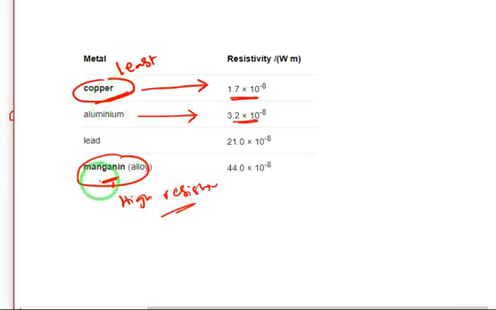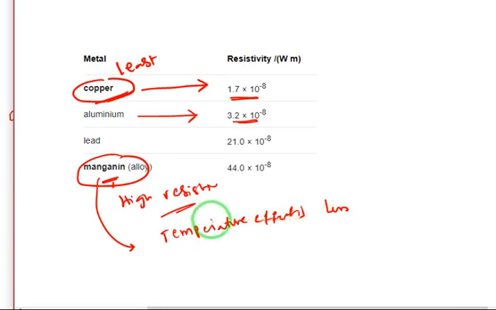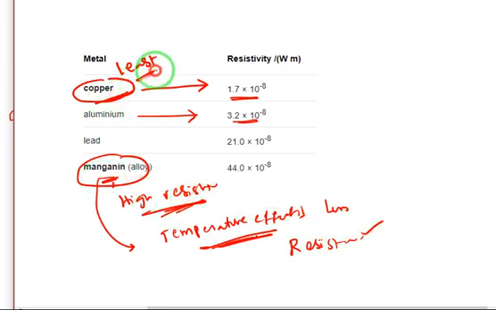And one more important point regarding manganese: it is affected least by temperature. The temperature effect is negligibly small. What does it mean? If the temperature varies, the resistance variation will also be very less. Very important point. So manganese is a high resistivity material, copper is a least resistivity material.